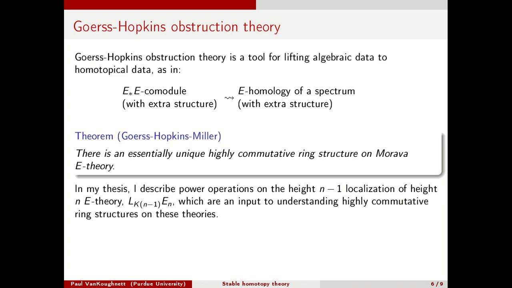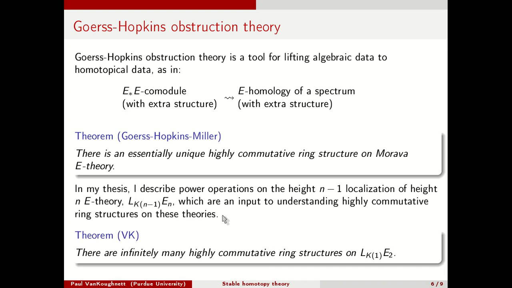In my thesis, I did some other work related to obstruction theory. So the input to obstruction theories for constructing highly commutative ring structures is the algebraic data of power operations. And I described power operations on L_{K(n-1)} E_n, which is a sort of transchromatic object that interpolates between height n-1 and height n. As an application, I proved that there are infinitely many highly commutative ring structures on L_{K(1)} E_2. So this is very different to the case of Morava E theory itself. This object has a bunch of exotic commutative ring structures which don't come from the canonical one on E_2.